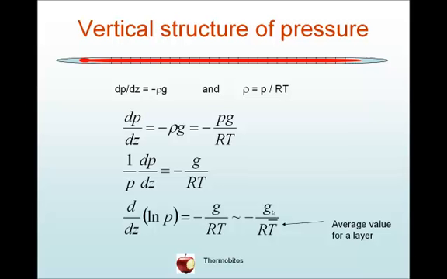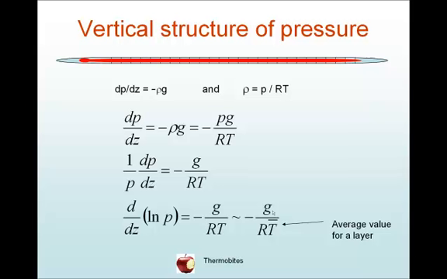We can now combine the hydrostatic equation with the equation of state, or the ideal gas equation, written in terms of the density ρ as equal to P on RT, and substitute that into the hydrostatic equation, and we can write dp/dz is equal to minus ρg is equal to minus Pg on RT. Next step, divide both sides of the equation by the pressure, and so on the left hand side we have 1 on P dp/dz, and on the right hand side we have minus g on RT.